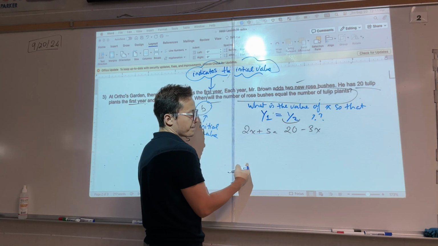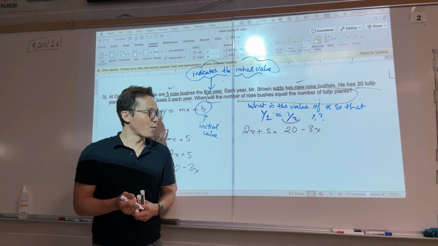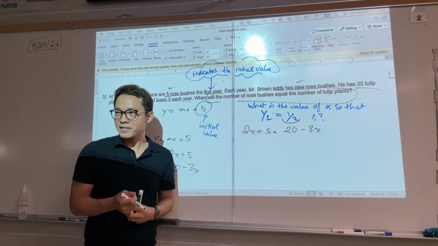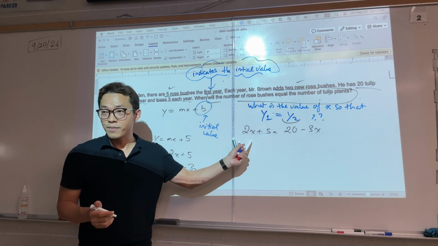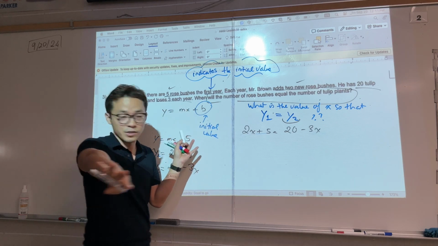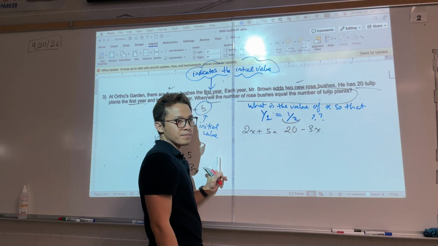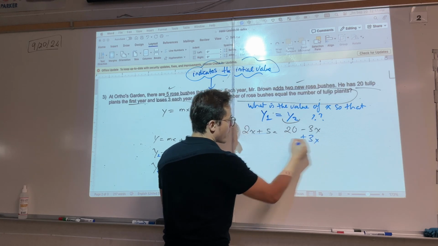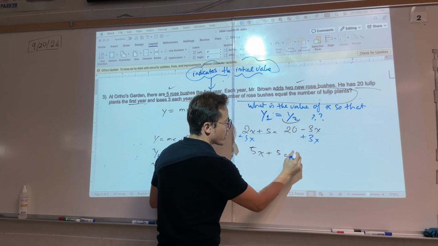How am I going to do this? Add 3x on both sides. Well, take care of the variable first. Take care because you know what side of the variable that you move the number to the other side. Are you going to minus 2 or are you going to add 3? Add 3 is much better because you're not dealing with a negative number, right? So add 3 on both sides. You have 5x plus 5 equals 20.